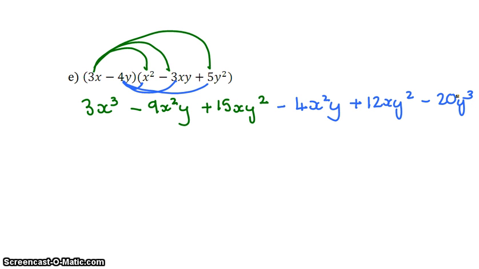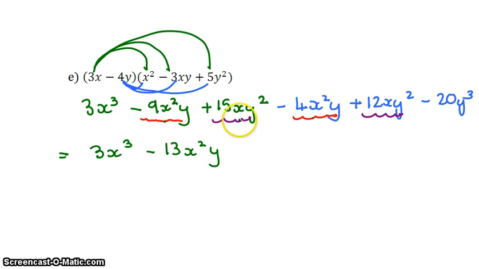So now hopefully there are some like terms. Let's have a look. X squared y's and some more x squared y's. Here's some xy squareds, and then that's it. So I've got 3x cubed minus 9x squared y minus another 4x squared y would be minus 13x squared y's. 15xy squared and 12 would be 27xy squared and minus 20y cubed. And that's as simple as it gets.